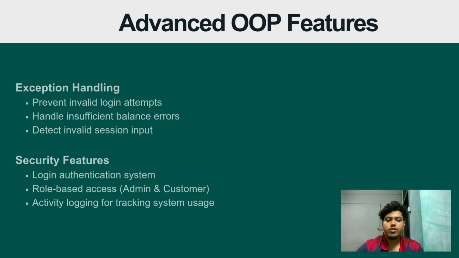And now for our advanced OOP features. Exception handling is used to manage errors such as invalid login attempts and also insufficient balance. This ensures the system is stable and user-friendly. Other than that, we also have security features such as login authentication and role-based access control, and the system can also log activities for monitoring purposes.